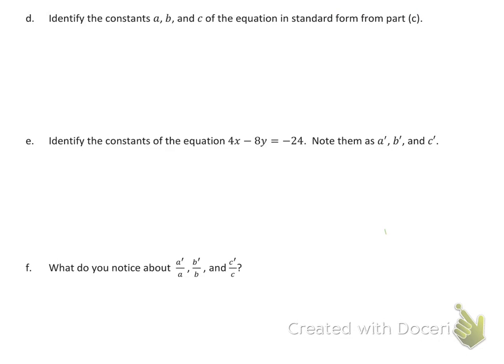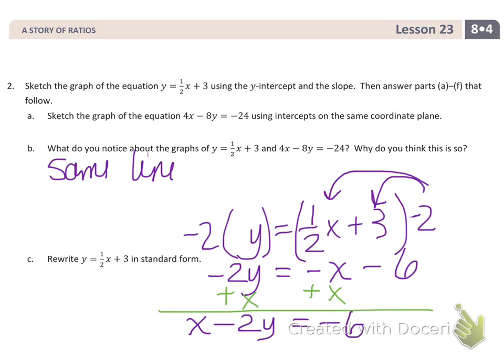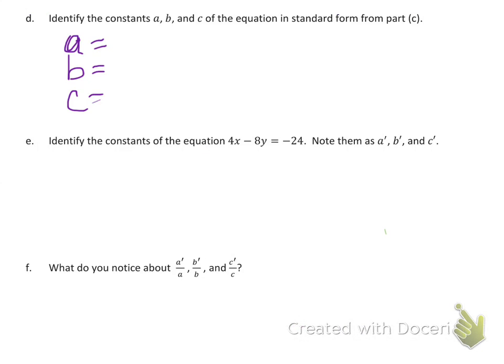Part D says, what are the A, B, and C of our original equation? A equals, B equals, C equals. Let's go back and look at what it was. A is 1 right here, B is negative 2, and C is negative 6. So we've got 1, negative 2, and negative 6.